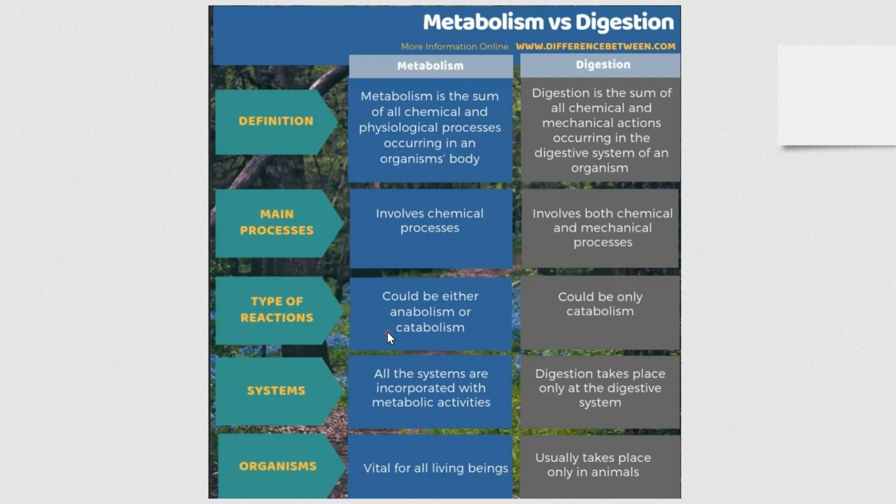Now, metabolism can be anabolism or catabolism. Digestion is always catabolism. All systems are incorporated with metabolic activities, and digestion takes place only in the digestive system. Metabolism is vital for all living beings, and digestion usually takes place only in animals. So you do not have digestion in most of the plants, right? Except maybe some plants that digest some insects, right? But that's exceptions rather than rules. Metabolism is the function of any living organism.